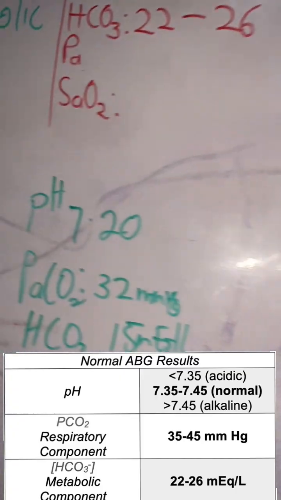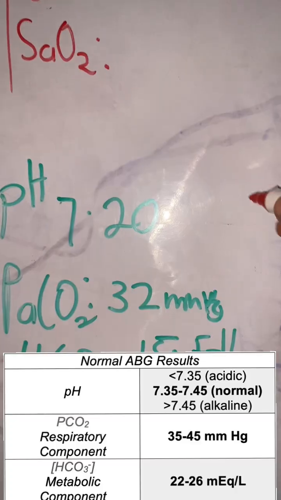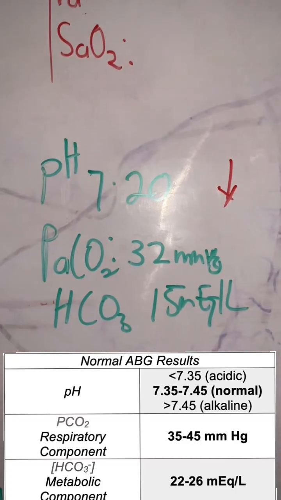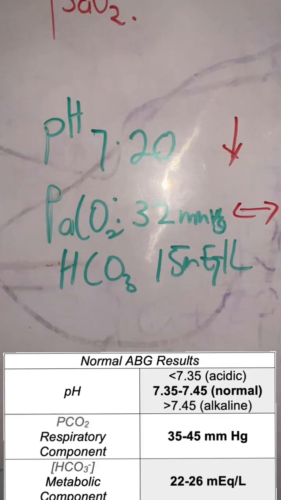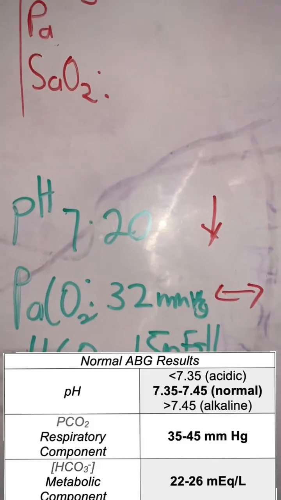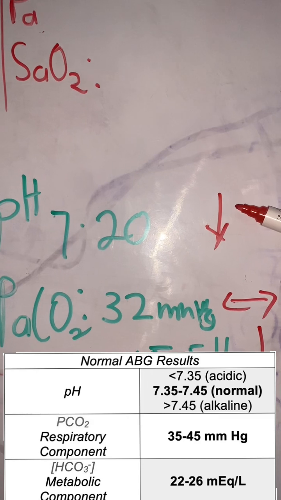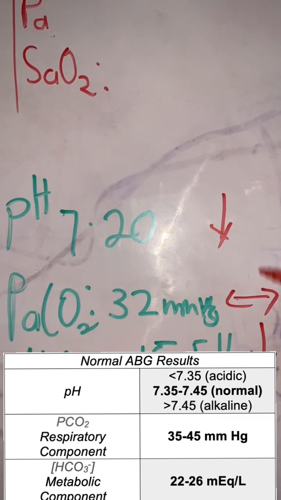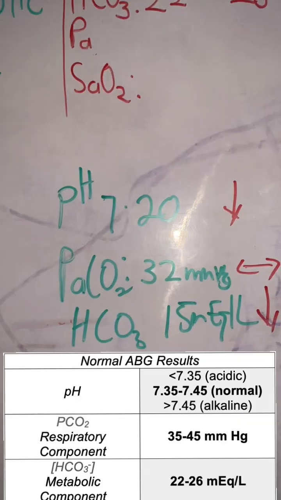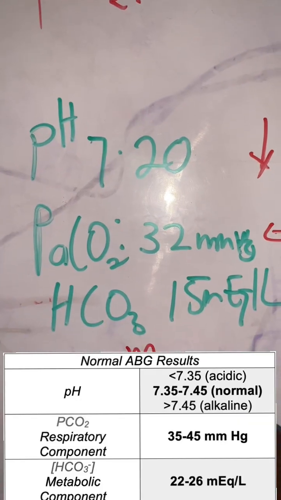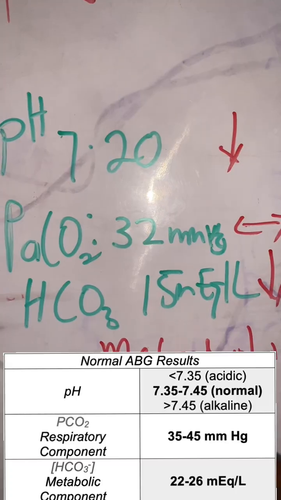Let's take another example. The pH is low, 7.2. Carbon dioxide is 32, which is normal. Bicarb is 15 and is low. What are we seeing here? Metabolic equal. pH is low, bicarb is low. So this is metabolic acidosis.